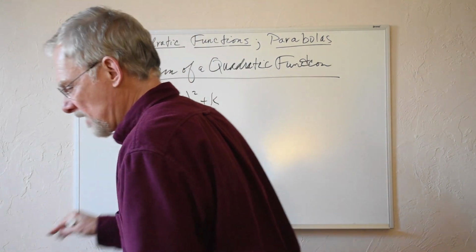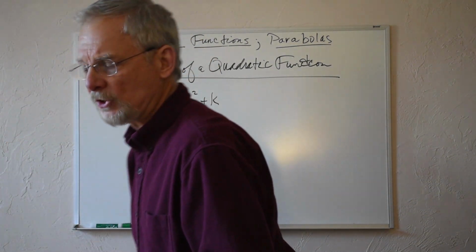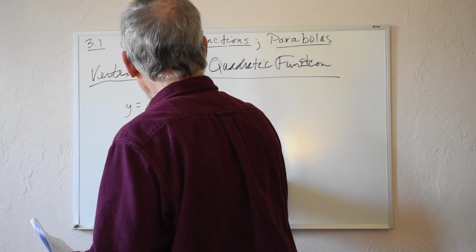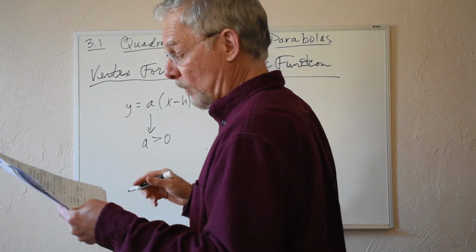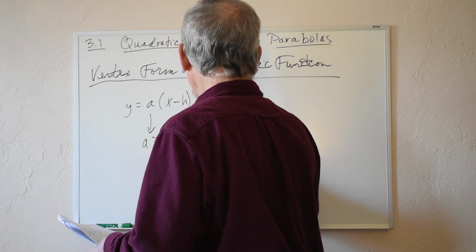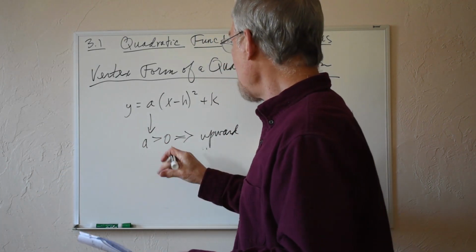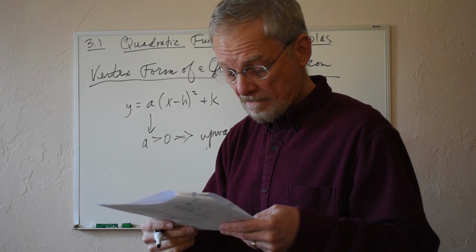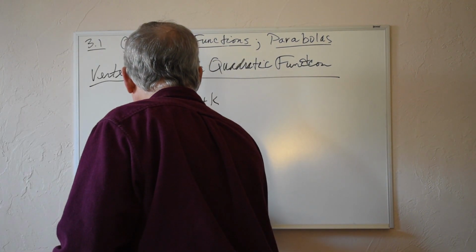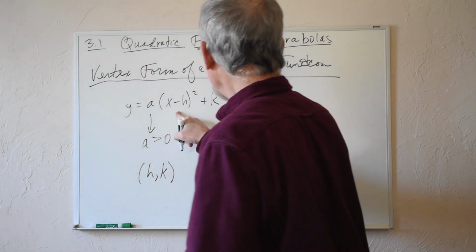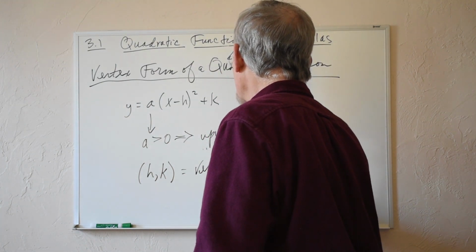Now, the coefficient in here, a, is the same. So if a is greater than 0, the same as the form that we're used to looking at, the parabola opens upward. If a is less than 0, it opens downward. And the most useful thing is this: the point h comma k is the vertex.